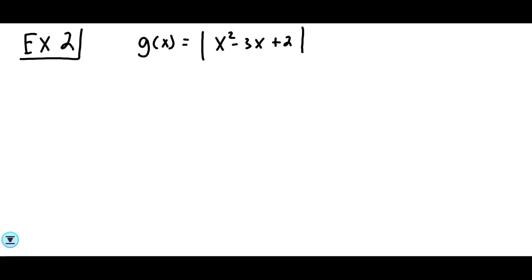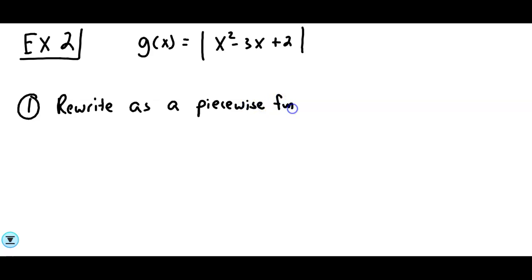So the first thing I want us to do is rewrite this as a piecewise function. Now we've done this before, but it's been a while, so let's review that process. Whenever we're doing calculus with absolute value functions, it's usually nice to just rewrite them as piecewise functions. In this case, that's definitely going to be the case. So here we go. How do you do that?